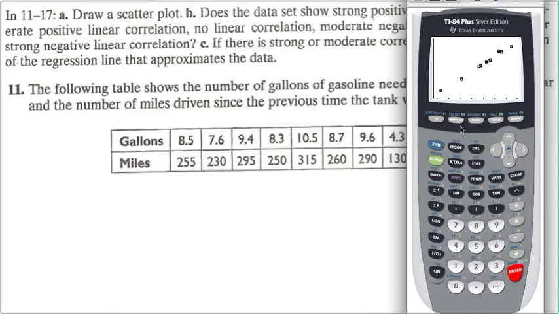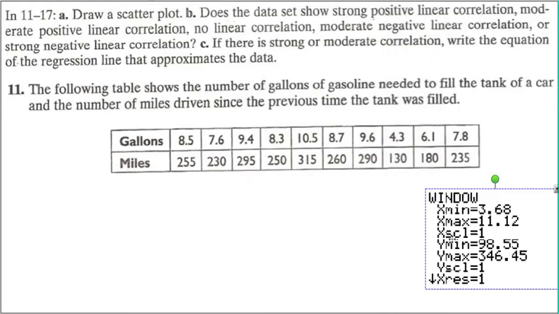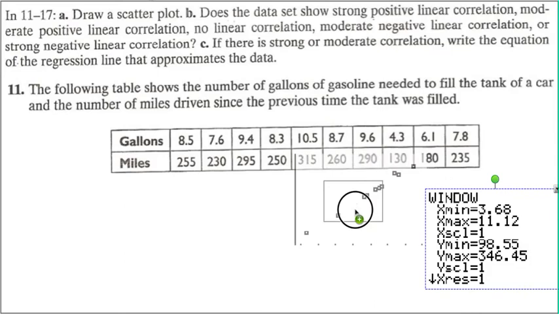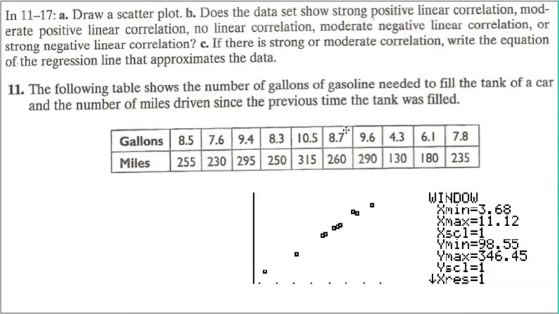If you're curious to see what these values are, if you look at the window, you will see that x min started from 3.68. So this was our window for the scatter plot. Now when you look at this scatter plot, part B asks whether it is a strong positive linear correlation or a moderate linear correlation. If you draw the line, the points are pretty close to the given line. So therefore, there must be a strong positive linear correlation.